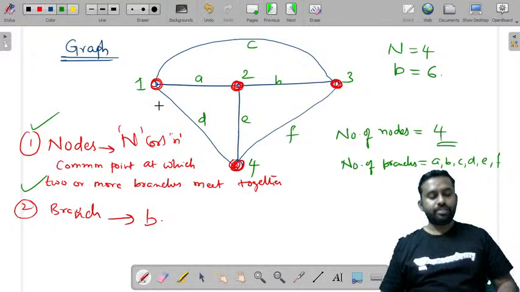Hope this is clear for you. Now, branches and nodes.